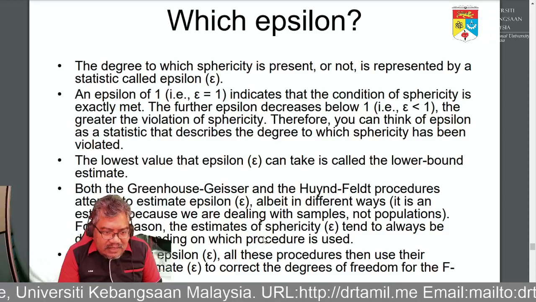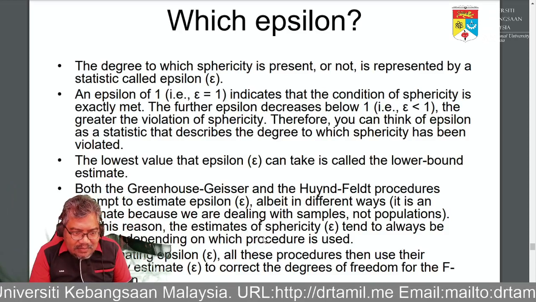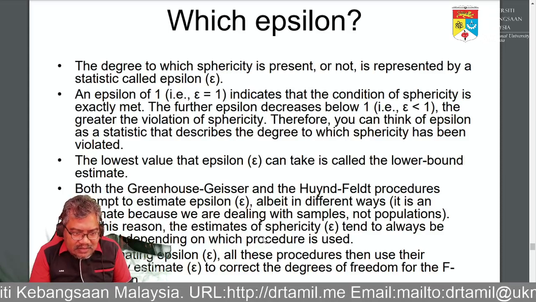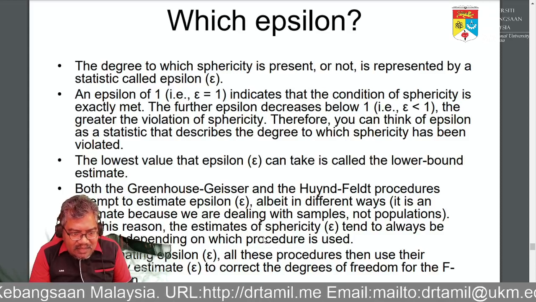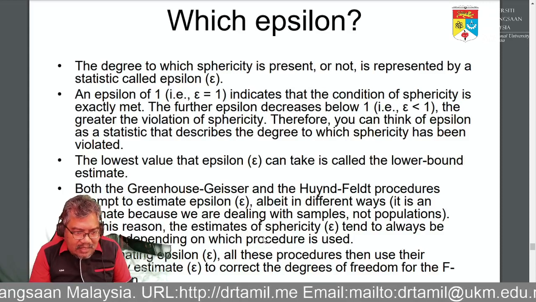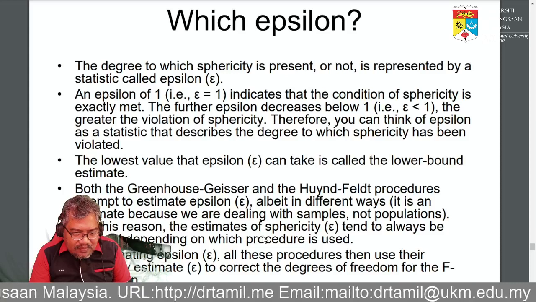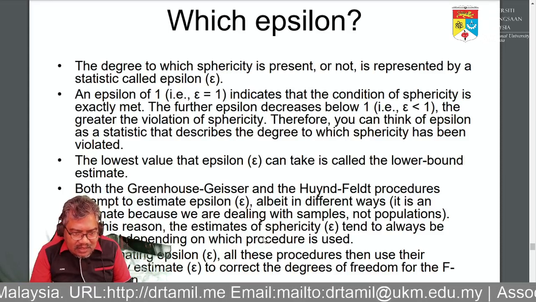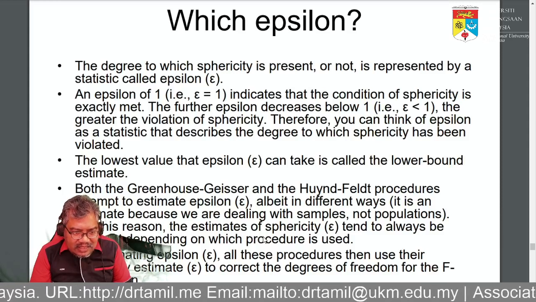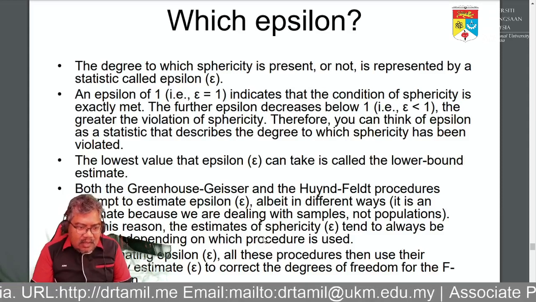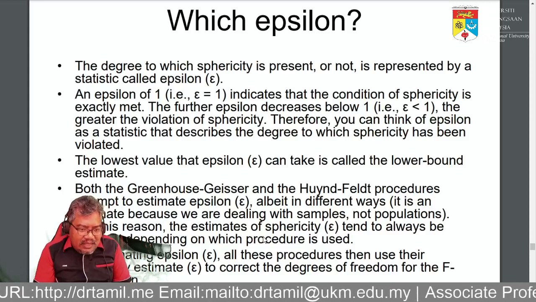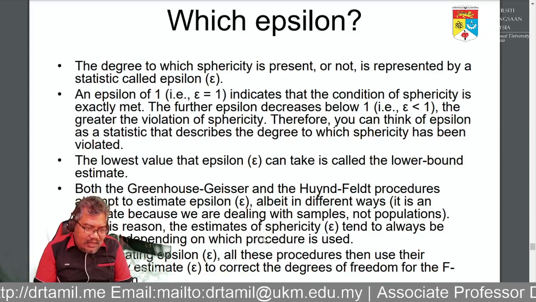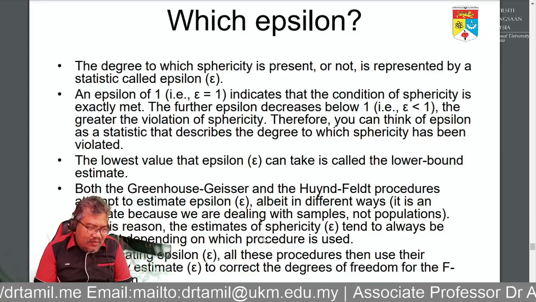The degree to which sphericity is present is represented by a statistic called epsilon. An epsilon of 1 indicates the condition of sphericity is exactly met. The further epsilon decreases below 1, the greater the violation of sphericity. Therefore, you can think of epsilon as a statistic that describes the degree to which sphericity has been violated. The lowest value that epsilon can take is called the lower bound estimate, and it is simple. It is 1 divided by the degrees of freedom.